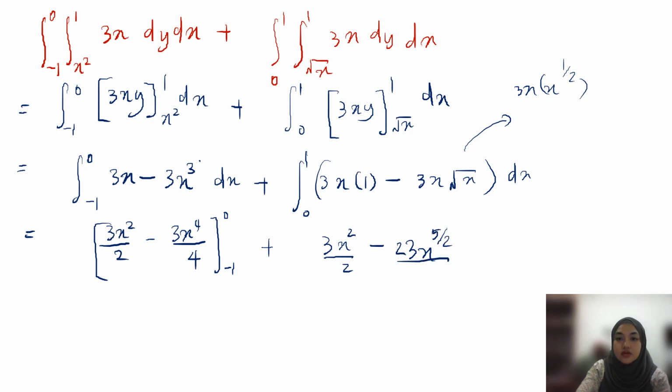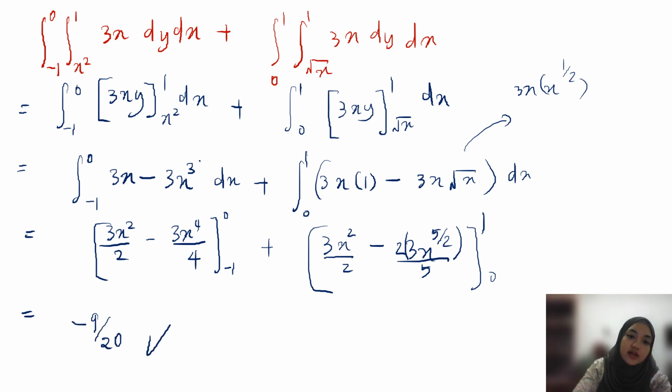Over 2, 5. 0, 1. Okay, and then you can simplify. Okay, you simplify this one. I give you the final answer. You can calculate on your own. The final answer will be negative 9 over 20.